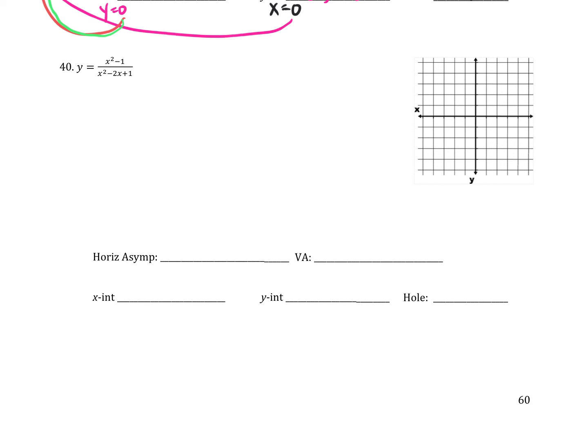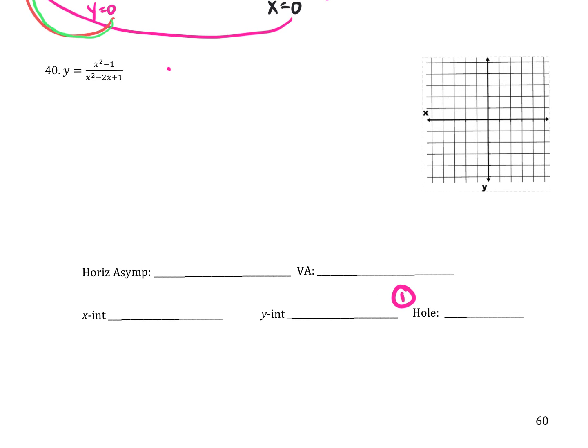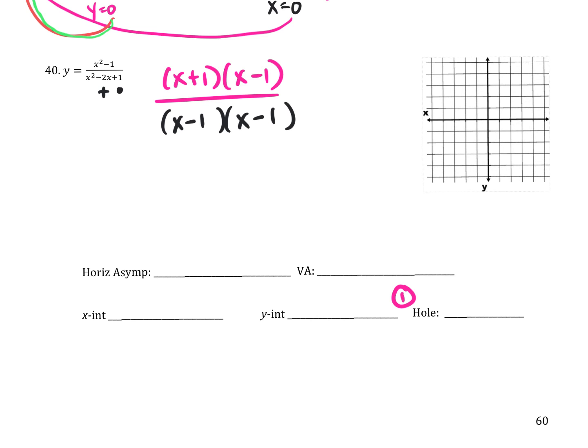Back to page 60, last question. That first step is always go find the hole, and we do that by factoring. What's the top going to factor into? Yeah. Difference of squares, x plus 1, x minus 1. What's the bottom going to factor into? What multiplies to be 1 and adds to be negative 2? Negative 1 times negative 1 is 1. Negative 1 plus negative 1 adds to be negative 2.